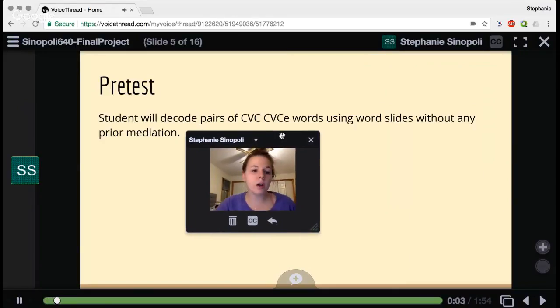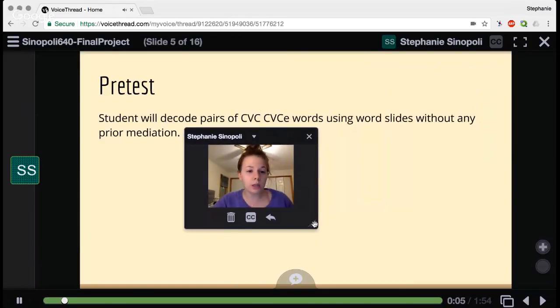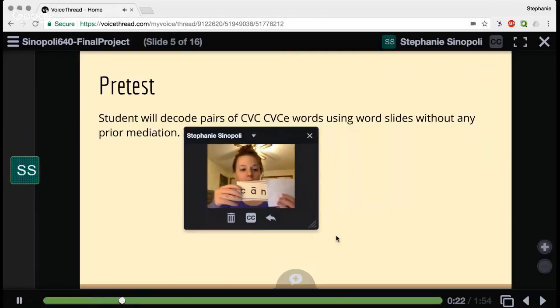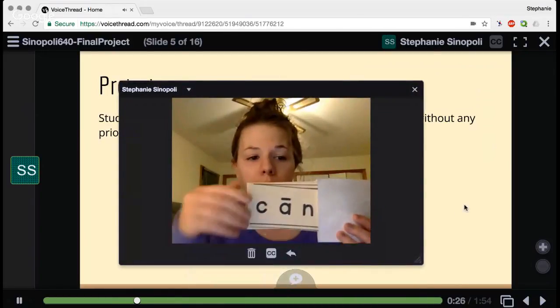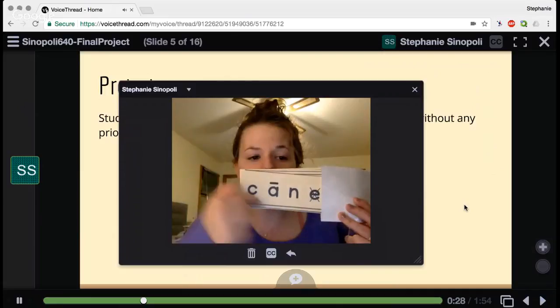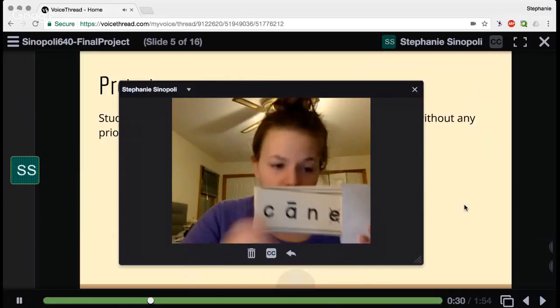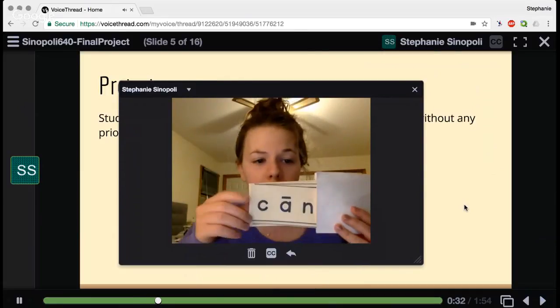So for this portion of the lesson, the student will be completing a pre-test for dynamic assessment, the test, teach, test. This will be the first test. So she'll be decoding pairs of CVC and CVCE paired words using word slides without any prior mediation. The word slides look like this, where the CVC word will be first, and then you slide it out, and then there comes the silent E.